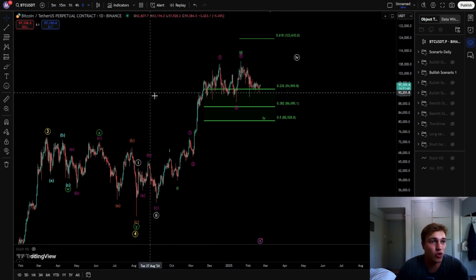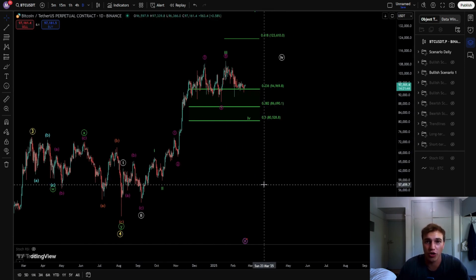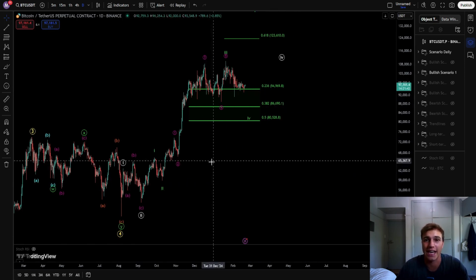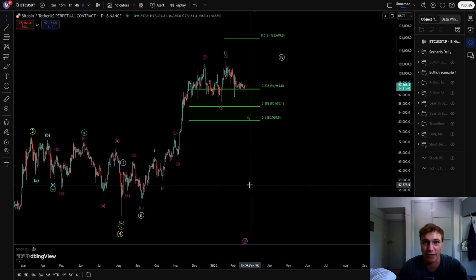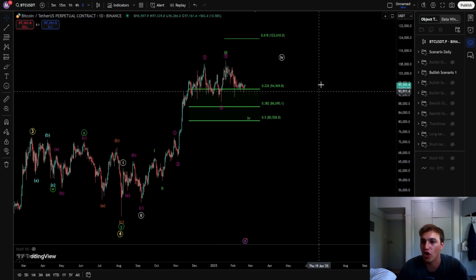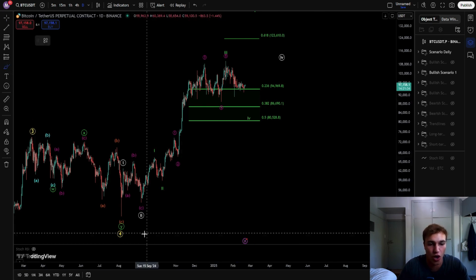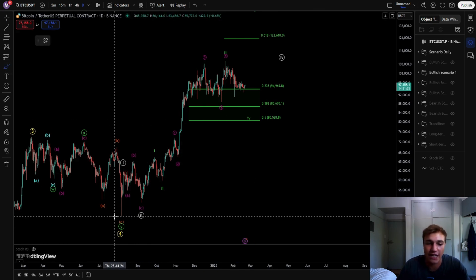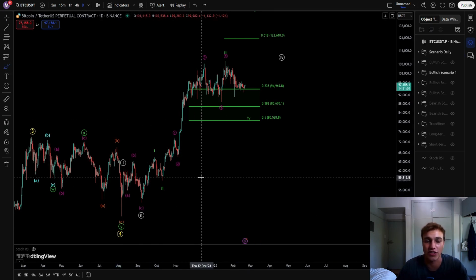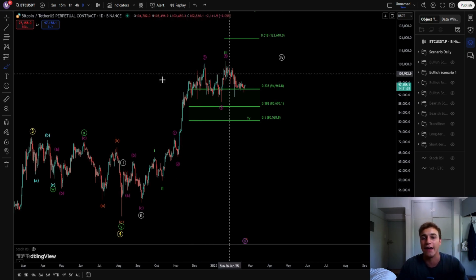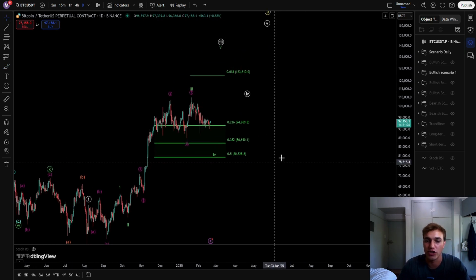Today we're going to be talking about two scenarios on the chart and doing a breakdown using Elliott Wave Theory. So starting on our main daily scenario, we are still looking at, from this low made at $48,960, we are still looking for a 5-wave move up.